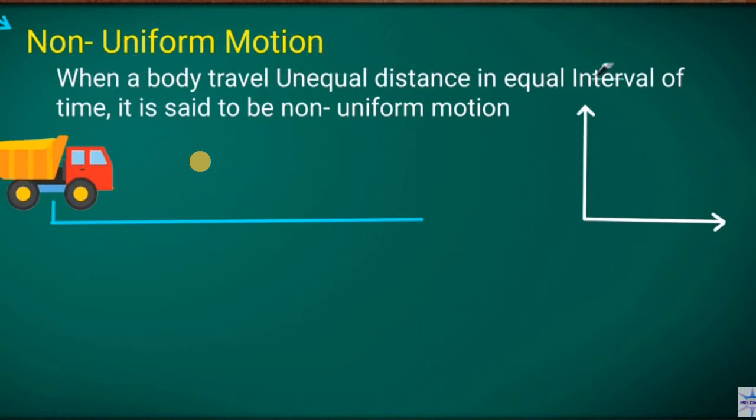Whereas non-uniform motion means when a body travels unequal distances in an equal interval of time, then it is said to be a non-uniform motion. Means here the interval is the same but the distance is unequal. Then it is considered as a non-uniform motion. Let's take one example by which you can easily understand.